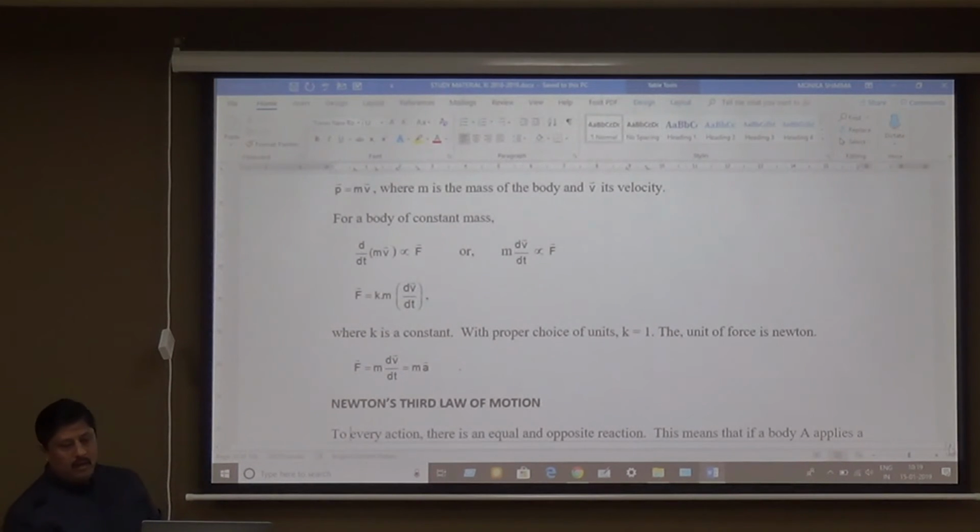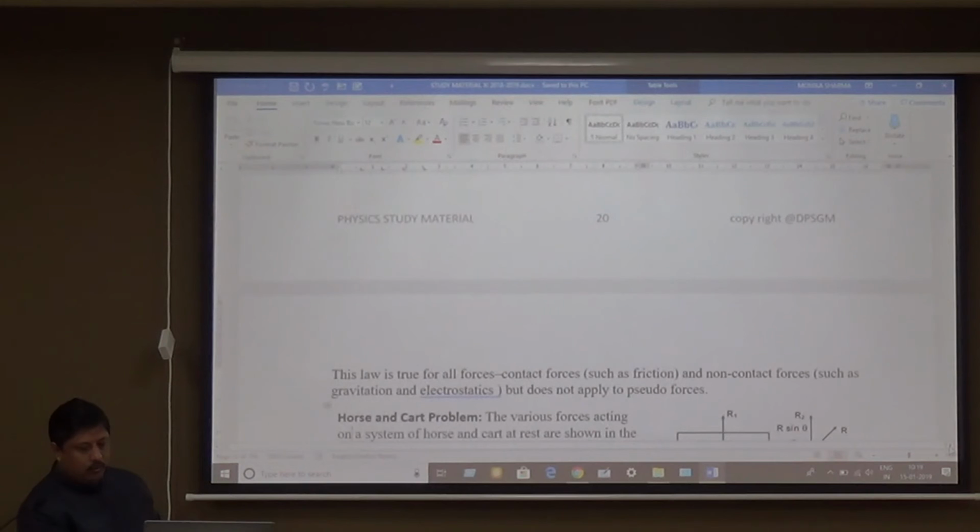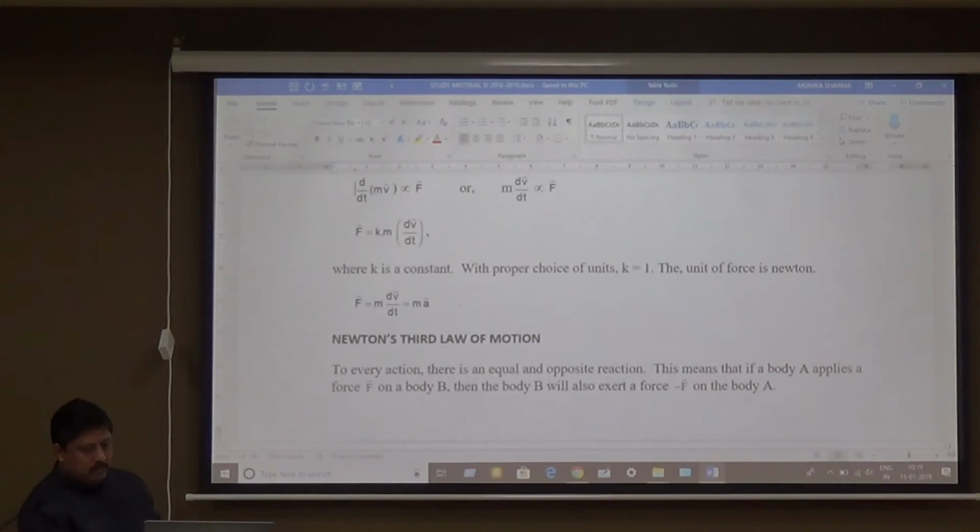And we will discuss more applications of the second law of motion after the study of Newton's third law of motion. Next one is Newton's third law of motion. This is a very important concept. Generally, when an object is kept on the table, a force is applied by the object on the table and the table applies a force on the object. It means this is the action and reaction.